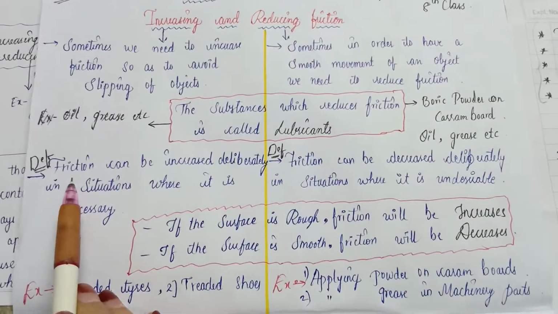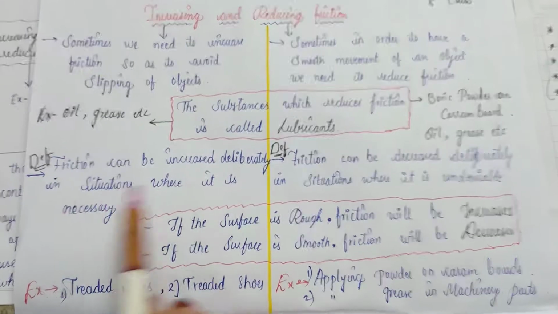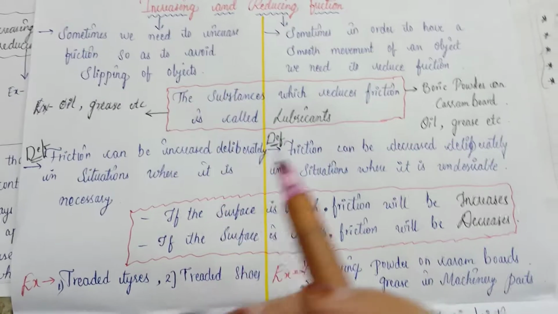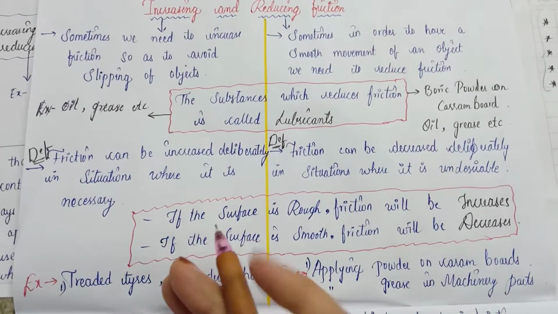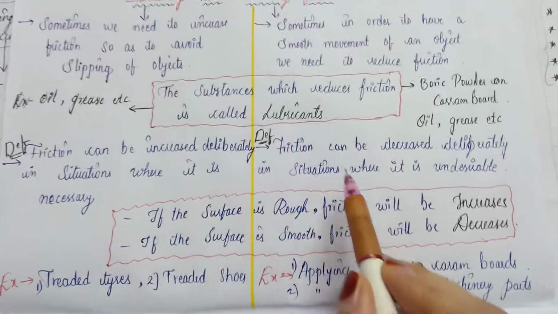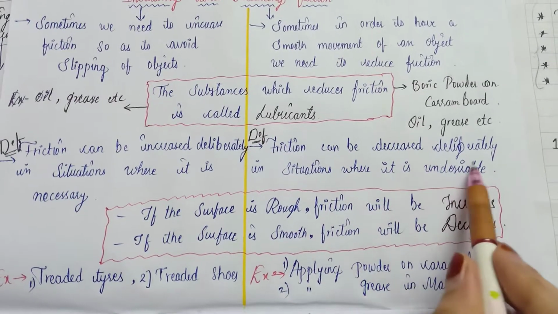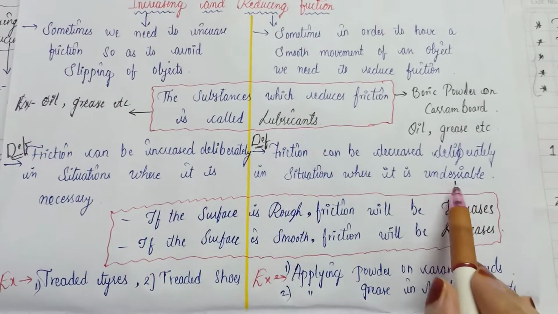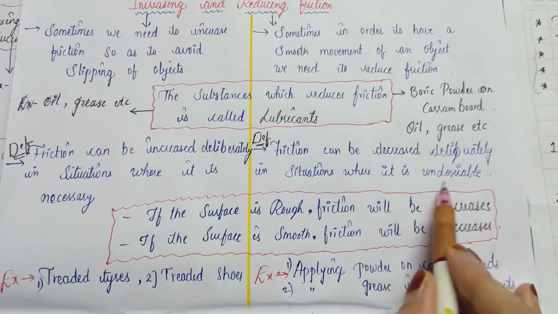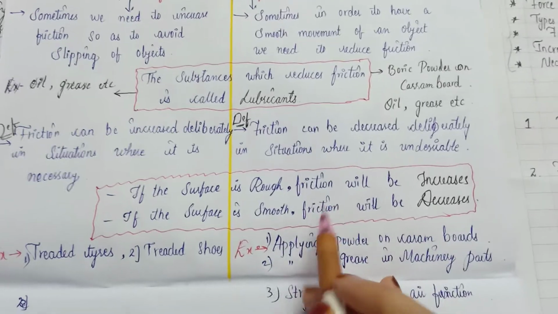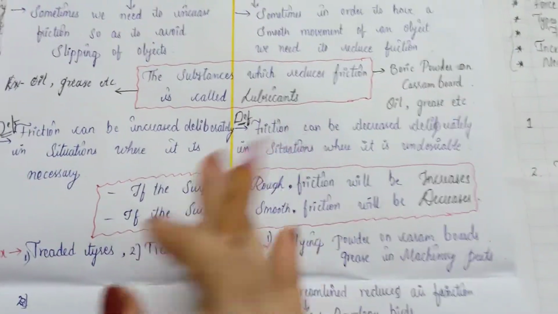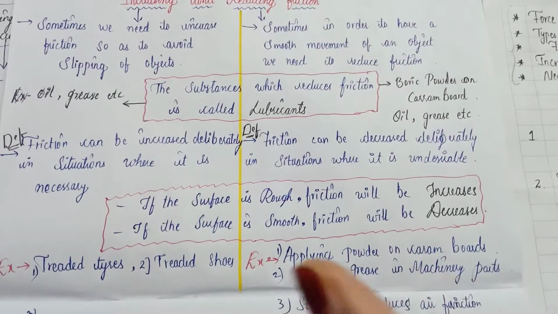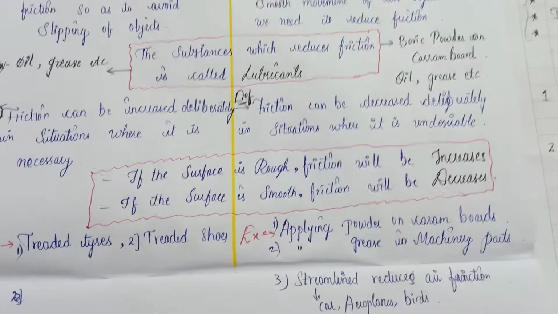Okay, and here is the definition of increasing and decreasing friction. First of all, increasing friction. Friction can be increased deliberately in situations where it is necessary and desirable, and friction can be decreased deliberately in situations where it is undesirable or unnecessary. According to the situation, it can be increased and it can be decreased, as we discussed in our factors affecting friction topic earlier.